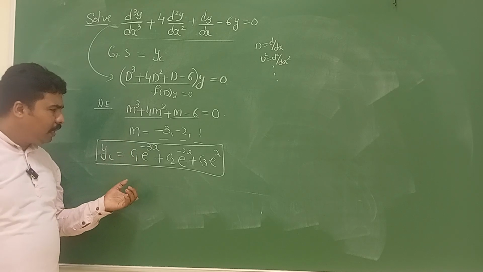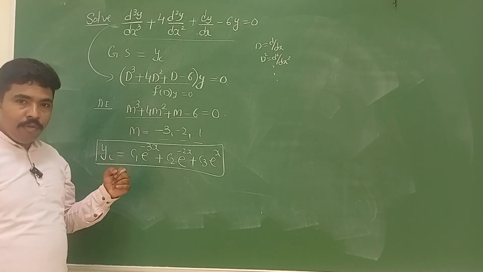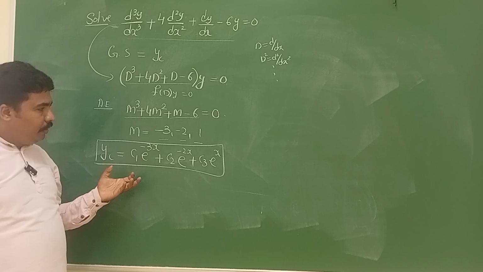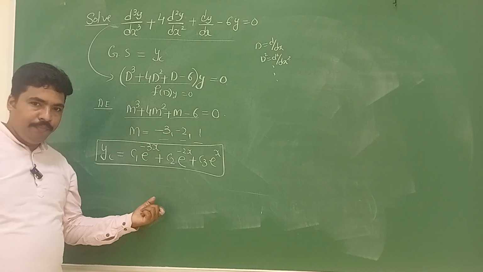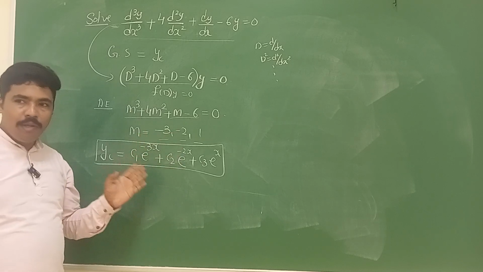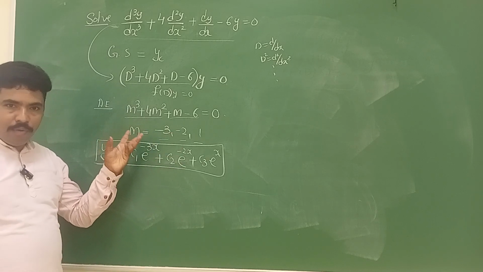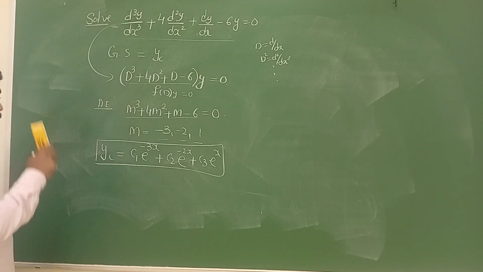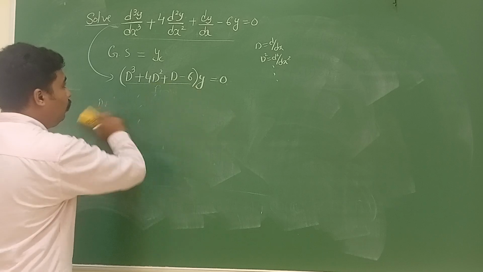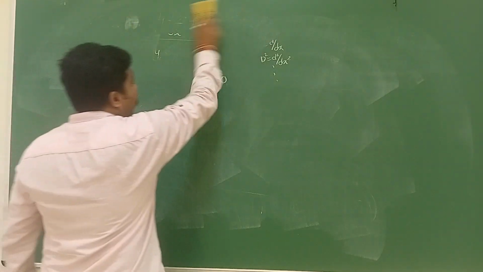The only task is that whenever you have m power 4 or m cube, if you don't have a scientific calculator, you should know how to solve it manually. I will take an example later and show you how to solve it manually. I hope you understood this properly, and I will move on to one more example.